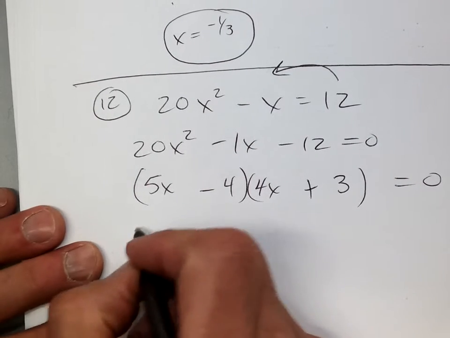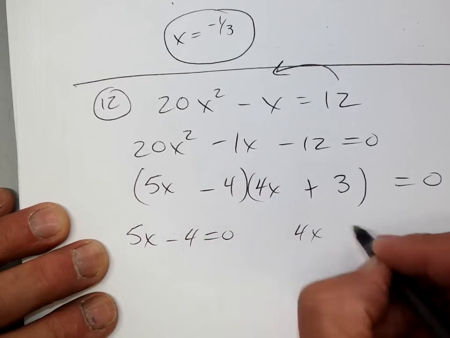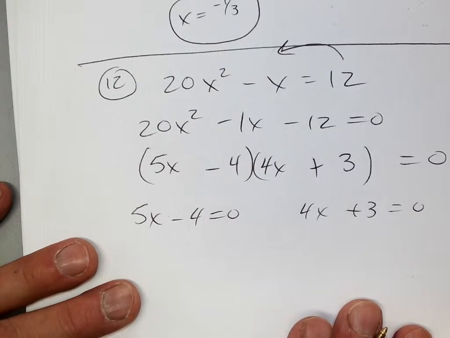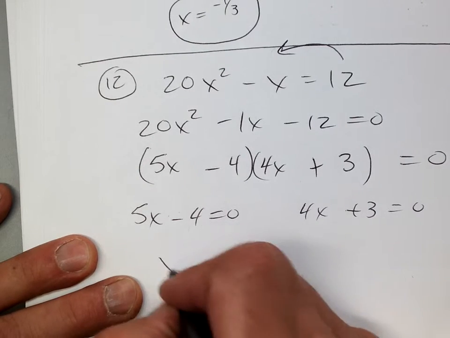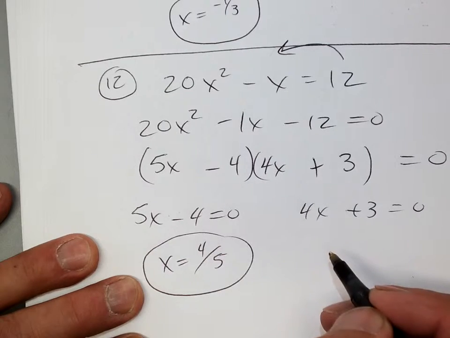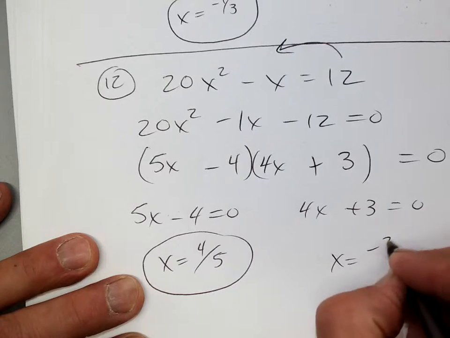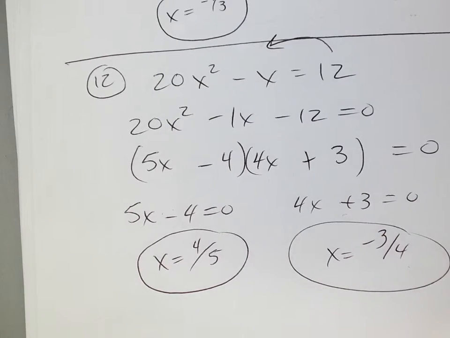So, mini equations. I will not put one this hard on the test. Maybe it's extra credit. One answer is 4/5 if you solve for x, right? Add the 4, divide by 5. The other is negative 3/4 if you subtract 3 and divide by 4. That was a hard one.